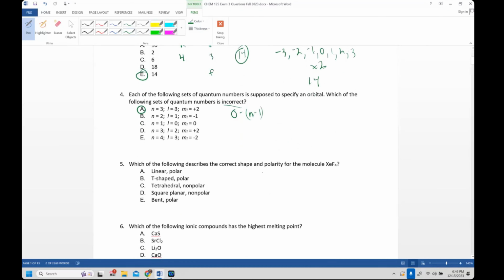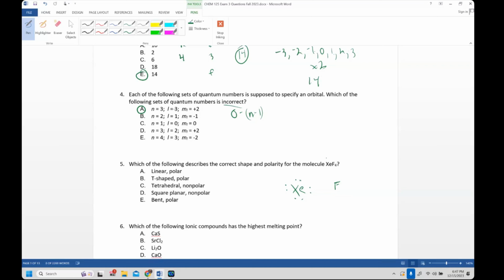All right, now some Lewis structures. Which of the following describes the correct shape and polarity of XeF4? So xenon is a noble gas. It has 8 valence electrons. Fluorine only, so let's give you some cheat sheet here. If you have a molecule with a halogen, like F2, F3, F4, F5, whatever it is, those halogens will all the time have a single bond to the central atom.